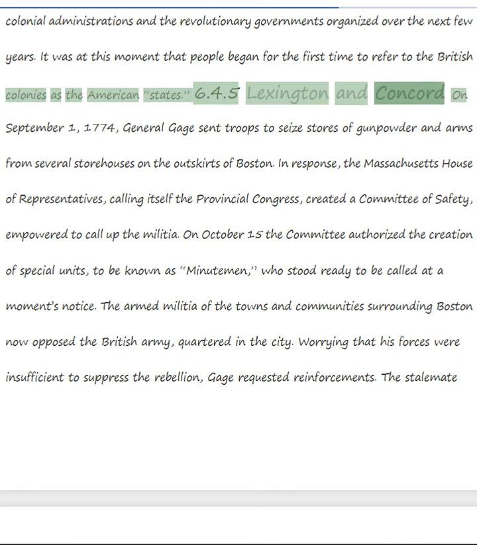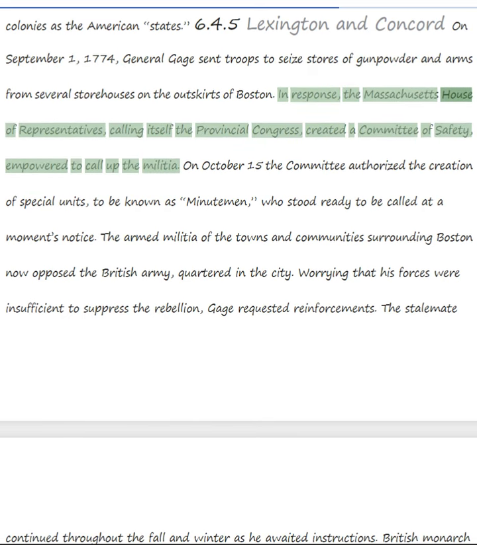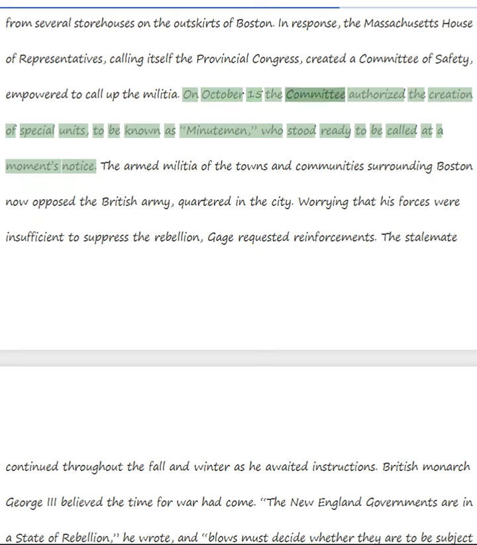6.4.5 Lexington and Concord. On September 1, 1774, General Gage sent troops to seize stores of gunpowder and arms from several storehouses on the outskirts of Boston. In response, the Massachusetts House of Representatives, calling itself the Provincial Congress, created a committee of safety, empowered to call up the militia. On October 15 the committee authorized the creation of special units, to be known as Minutemen, who stood ready to be called at a moment's notice.